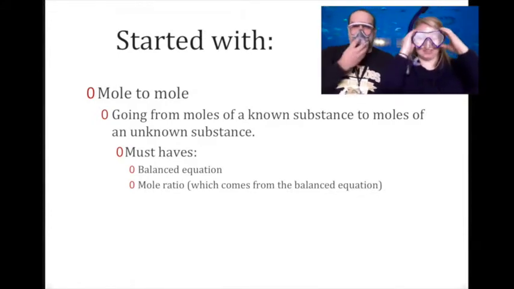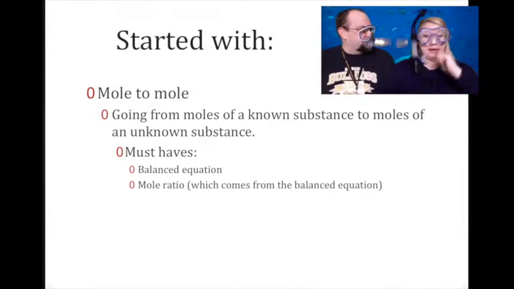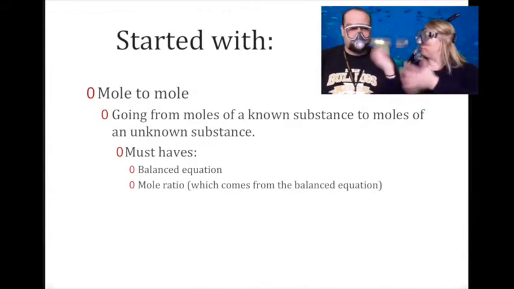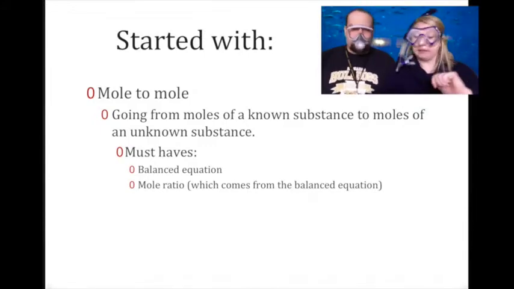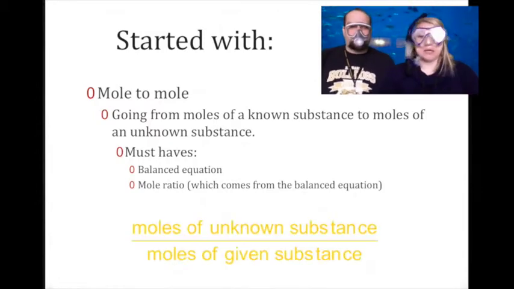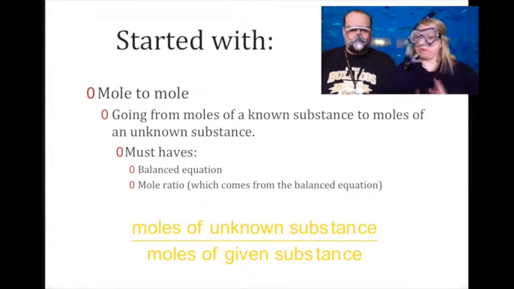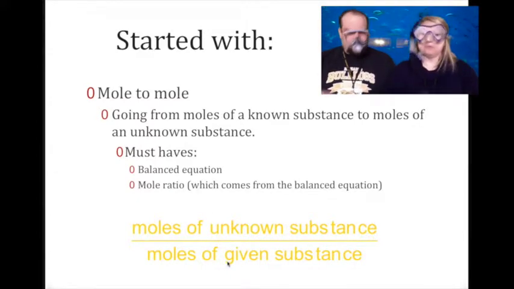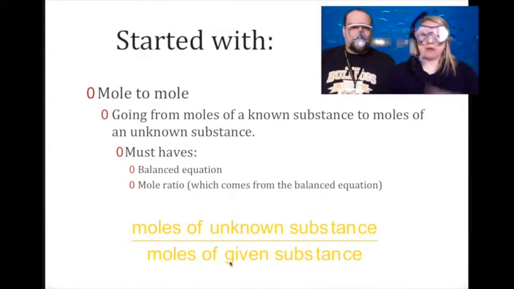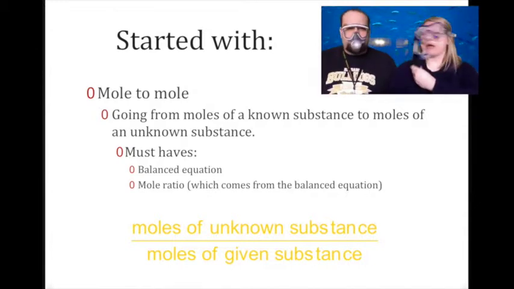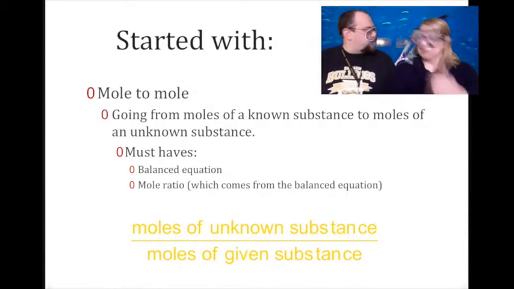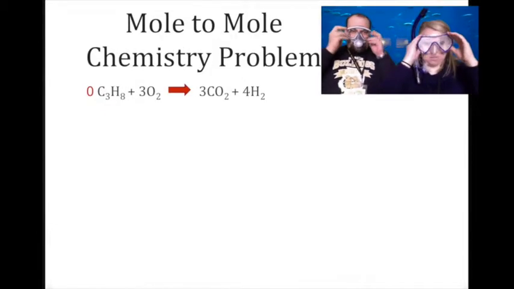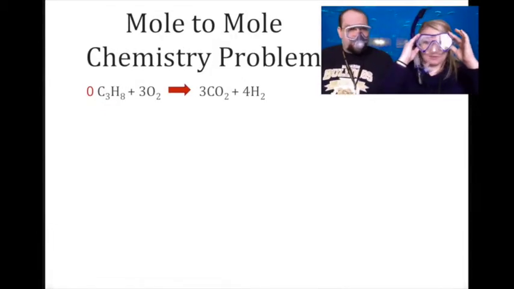Like we talked about a recipe, you know? What we have to have is a balanced equation and a mole ratio, which comes from our balanced equation. That's the most important thing. When we have that mole ratio, it's set up with unknown on the top and the given on the bottom. I remember that from the last video. And again, that comes from the balanced equation. So here is our mole to mole problem that we practiced with.